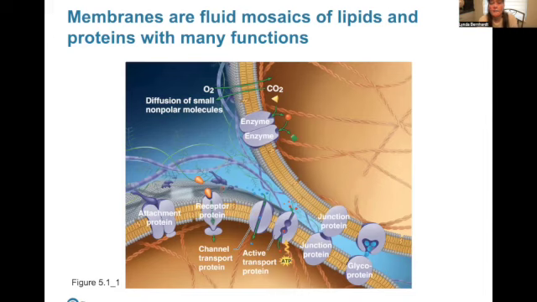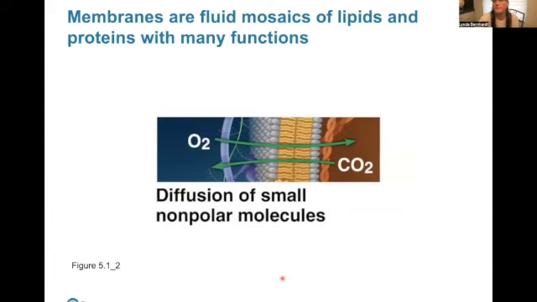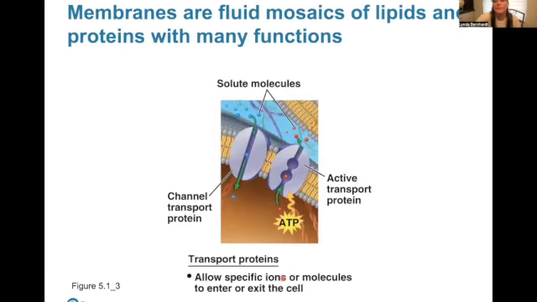And then down here, I'm going to point to the transport proteins. You have the ones where it just goes right on through, channel. It doesn't really take any effort. It just goes right through. Active means it requires energy, which is why you see right here ATP, because we have to remember ATP means energy. Diffusion of the small nonpolar molecules, it just happens. So the gases just go in and out to their little heart's content. They don't need help.